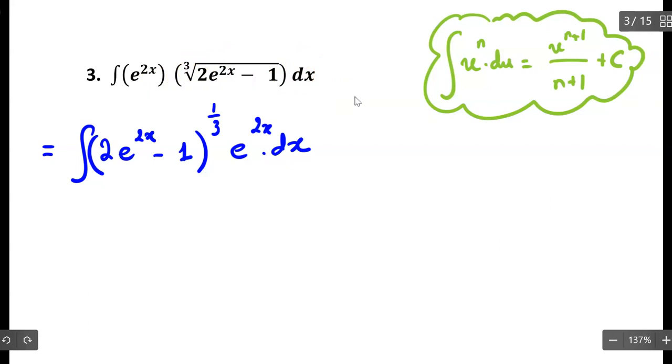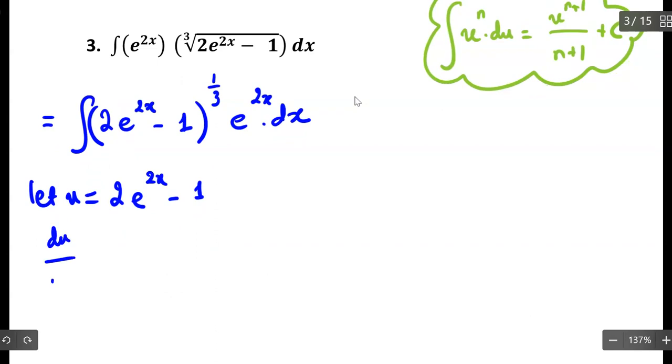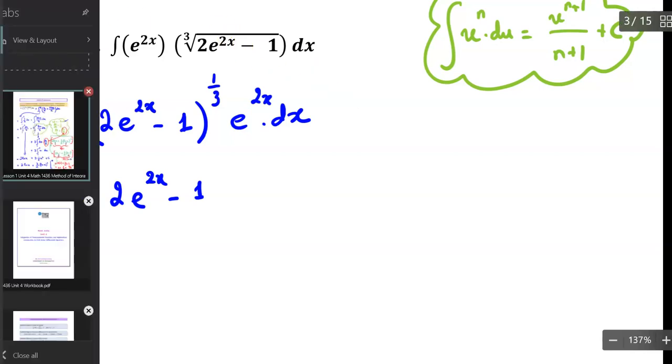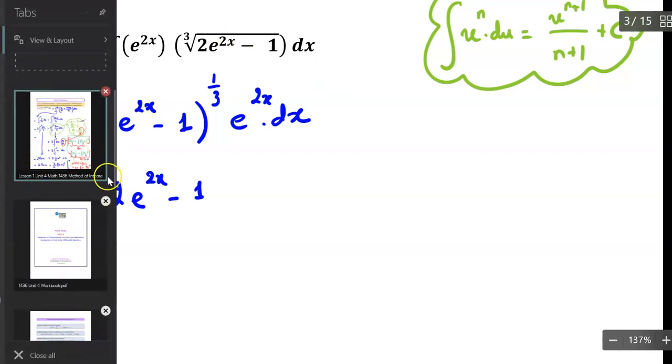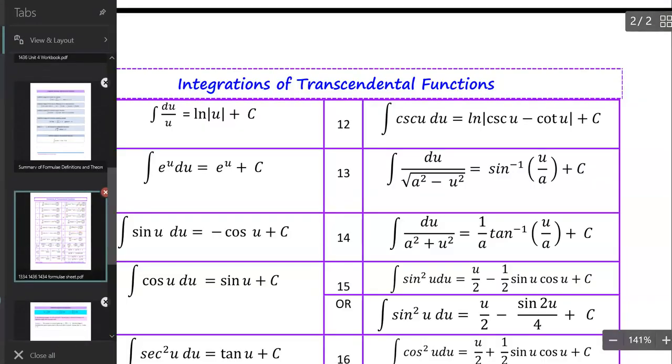Okay, so now I'm going to let u equal to 2 times e to the 2x, subtract 1. Then du over dx equals, okay, what is the derivative of e? That means we have to go back and review our derivative of e. So right here, go back to our formulas.